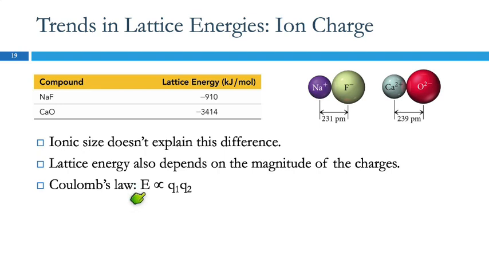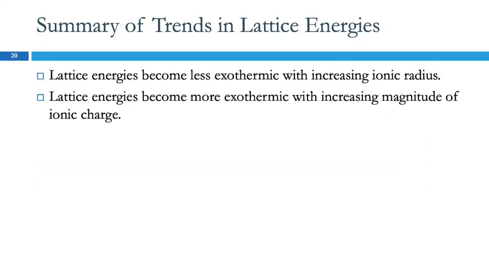Well, the energy is proportional to the charges multiplied. So here, Q1 times Q2 is negative 1. Here, Q1 times Q2 is negative 4. And this is approximately 4 times larger. So lattice energies become less exothermic with increasing ionic radius and more exothermic with increasing ionic charge.